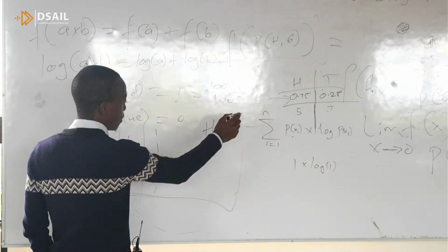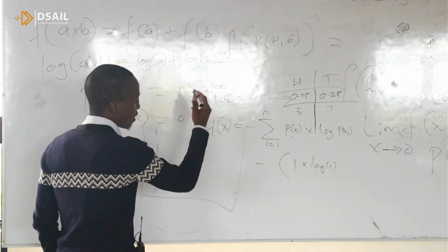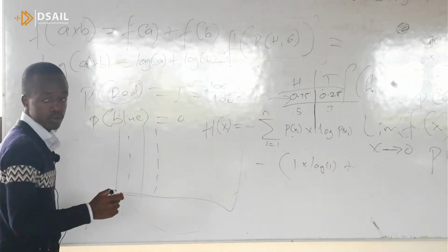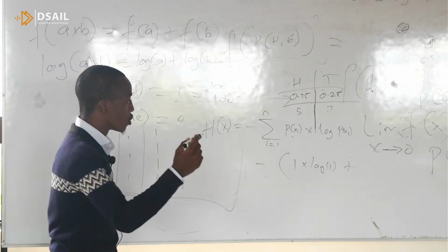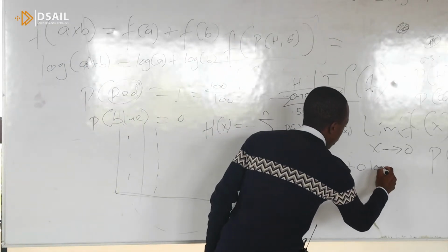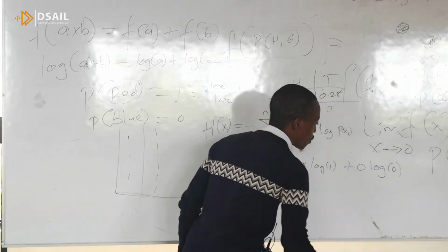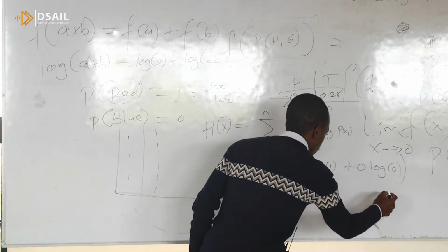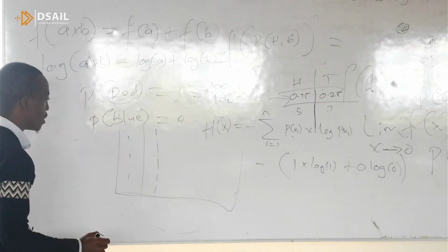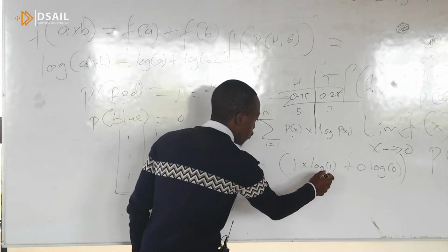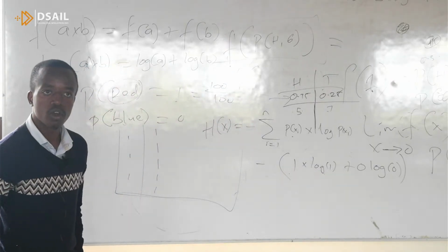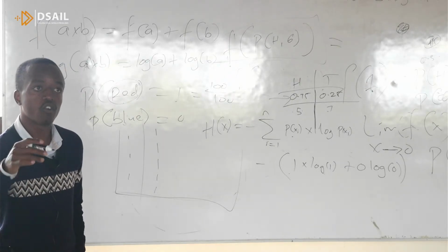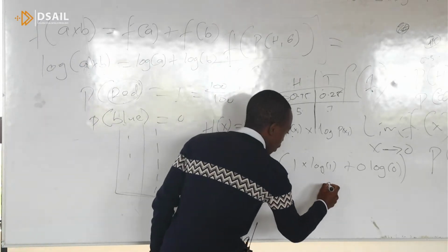And then the next x. Remember it's a summation, so it's negative here, plus what is the probability of blue? 0. And then the logarithm is log of 0. Are we together? We are going to come to that in a moment. I know questions may be rising in your mind already. So, what is 1 times log of 1? 0. Why? Log of 1 is 0. So this is 0. Are we together?